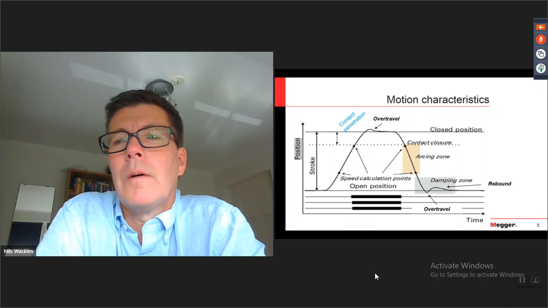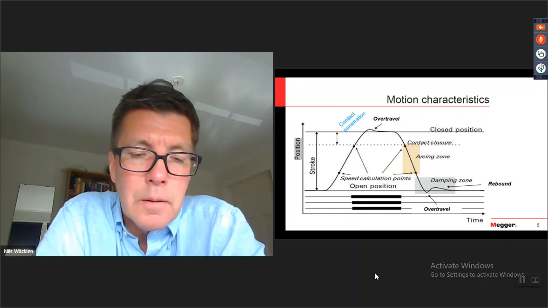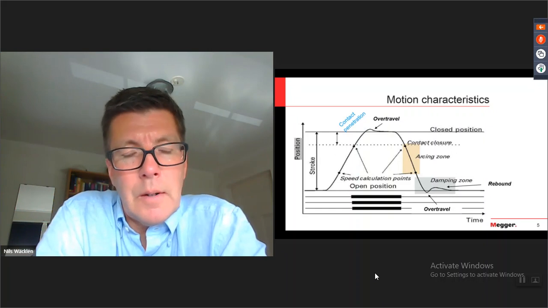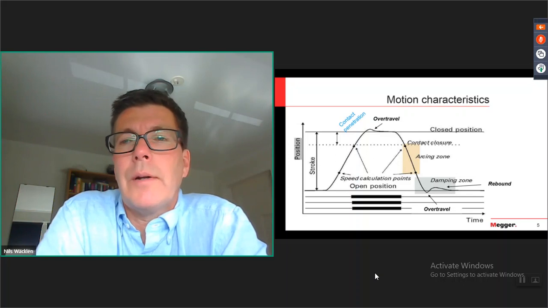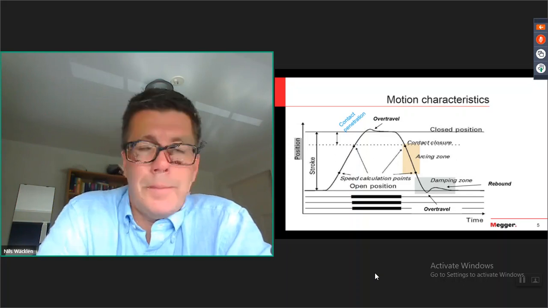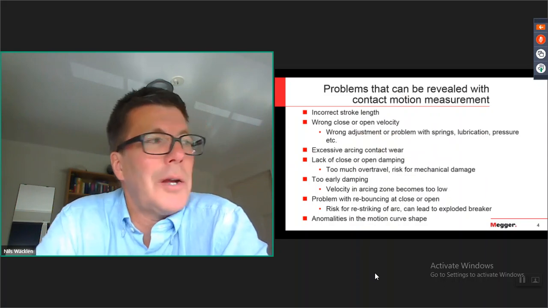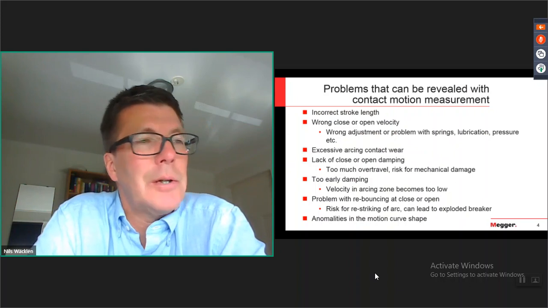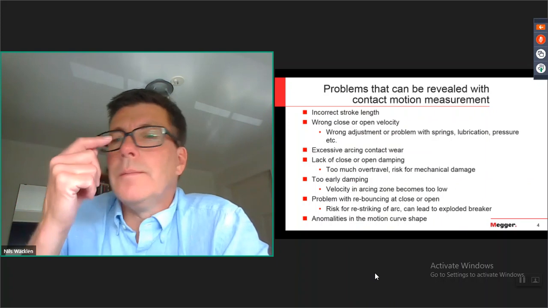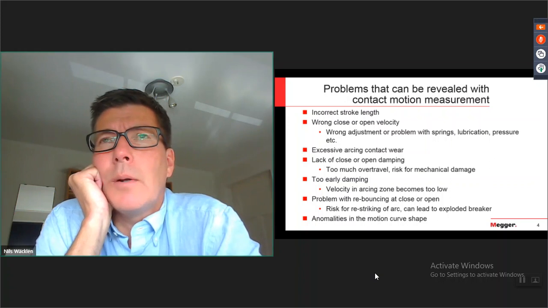We have another long one here. What if the velocity goes down below the acceptable range during closing? That could be different reasons. Like I said here, wrong adjustment or problem with springs, lubrication pressure, etc. So the thing can be also if the speed goes down.